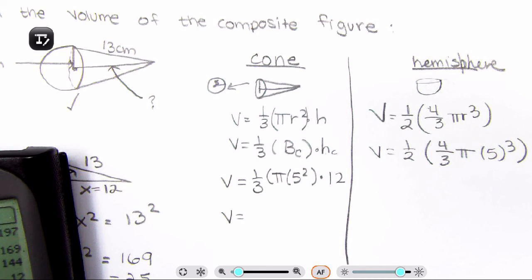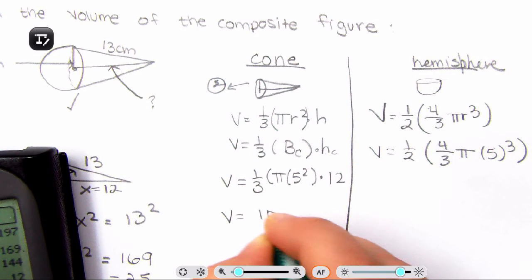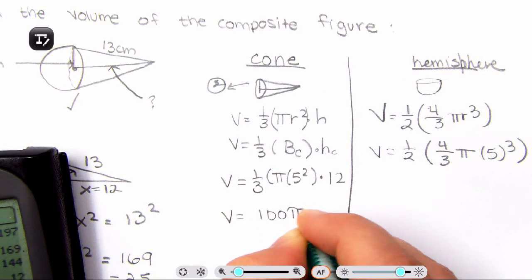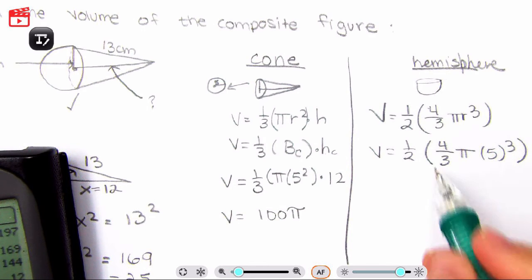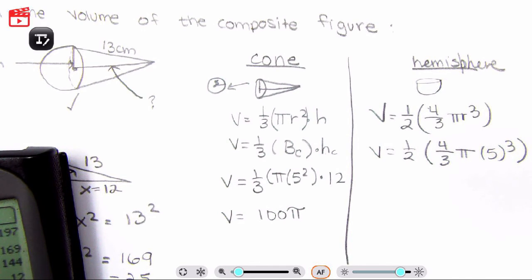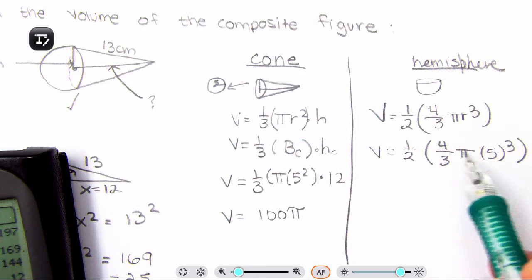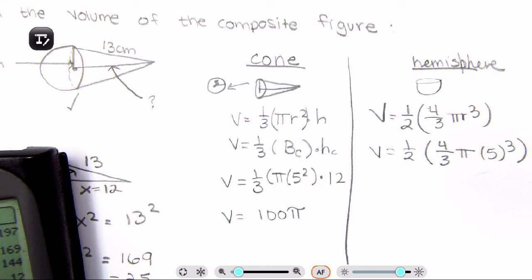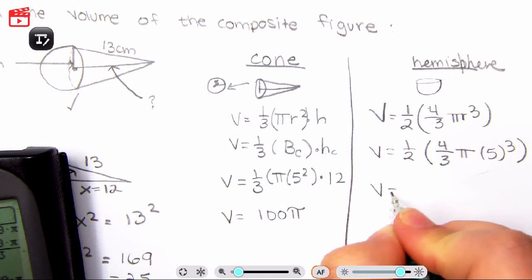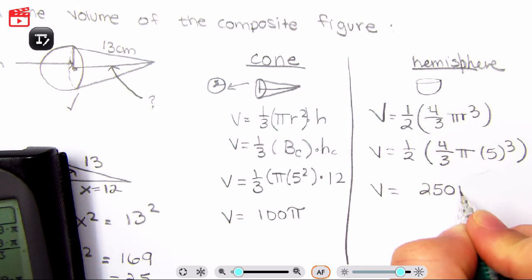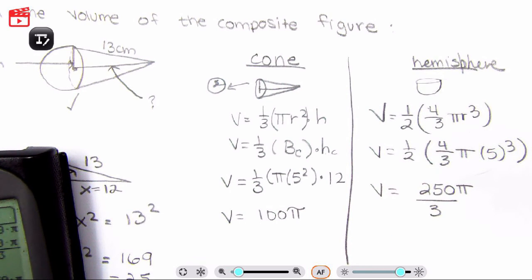And that gives me 100 pi. This one here, I'm going to do what's in the parentheses first, and then I'll just divide by 2. I have 4/3 times pi times 125, or 5 cubed, and then divide that by 2. I get a volume of 250 pi divided by 3. So how do we combine that?